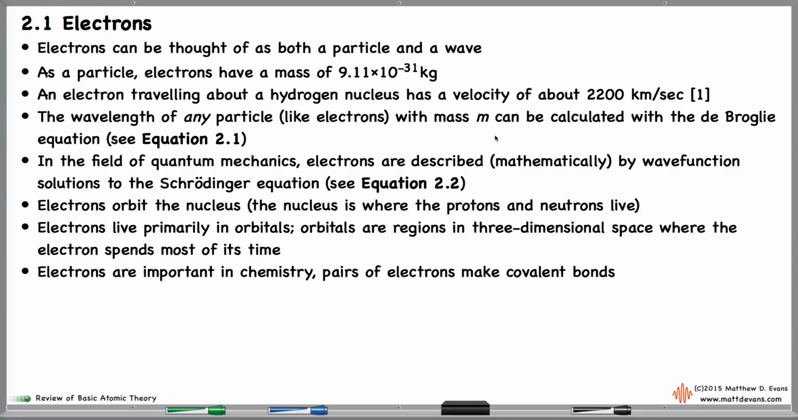The wavelength of any particle, and this includes electrons, but it includes jumbo jets as well, with mass m, so it's got to have a mass of some kind, can be calculated using what we call the de Broglie equation. We're going to take a look at that in the next slide, but anything can be described as a wave using that equation. Now, in the field of quantum mechanics, which is the modern theory that we use to describe atoms, that's the modern atomic theory, we describe electrons mathematically using wave functions. They're literally called wave functions. It's a mathematical function like y of x equals 2x or something like that.